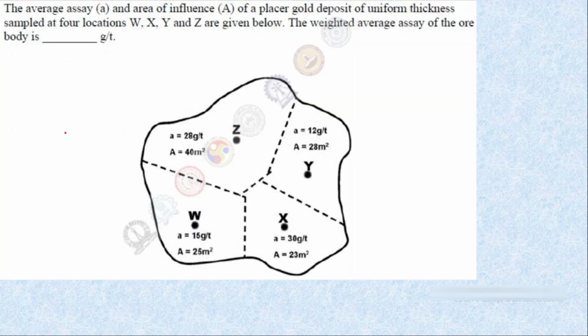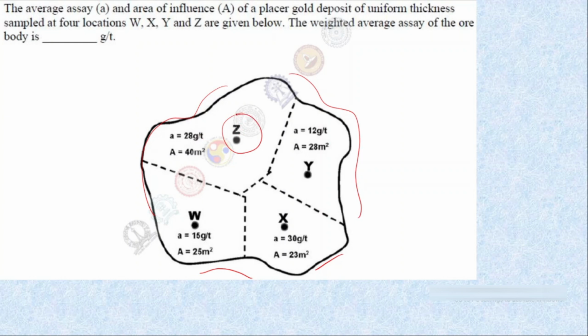Now this is another question from the GATE examination, and it is a little bit different from the one we have solved just now. In this also you are asked the average assay, but not for a particular point, rather for the whole ore body. This is the whole ore body of a placer gold deposit, and it has been segmented into 4 segments, X, Y, Z and W. Now the assay value of each of these segments is different but homogeneous.